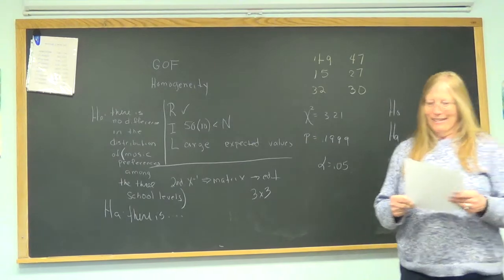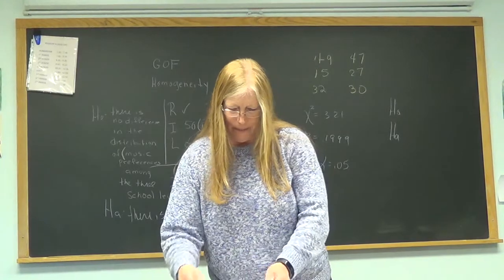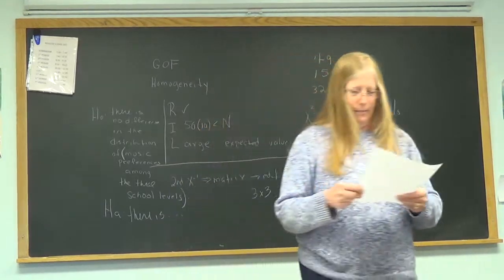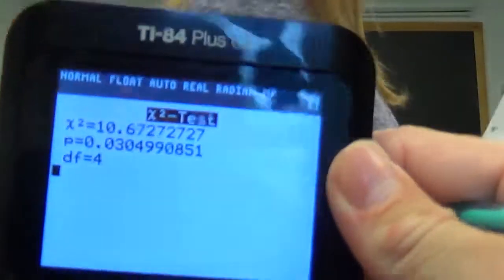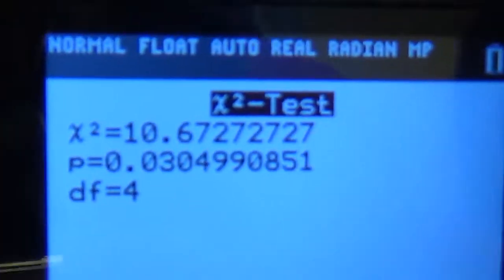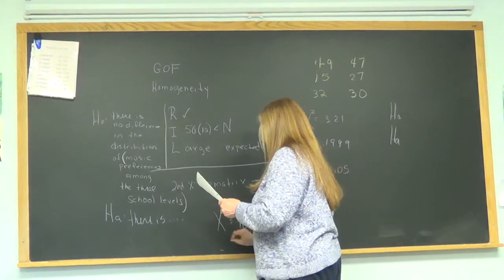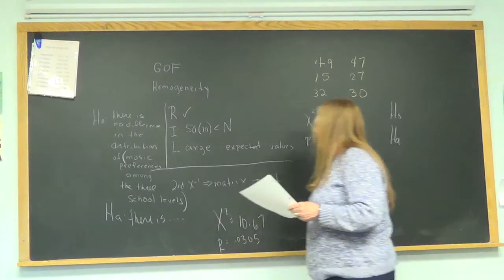Wait, I'm done writing this HA. I got it. We can compare against each other. Anyone got a chi-square? Let me see if it matches mine. It does. All right, so you can write that on your paper. I got 10.67 chi-square. Me too. Is it a 3 by 3? Yes. Everyone is coming up with a chi-squared of 10.67 and a p-value of 0.0305, something like that.